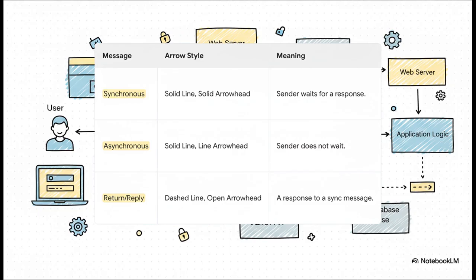Now, the style of the arrow is absolutely key. A solid line with a solid arrowhead, that's a synchronous message. Think of it like making a phone call. You ask a question and you have to wait for an answer. The whole system pauses. An asynchronous message with that open line-style arrowhead is more like sending a text message. You just fire it off and move on. And finally, that dashed line is the return message. That's the answer you are waiting for on that phone call.